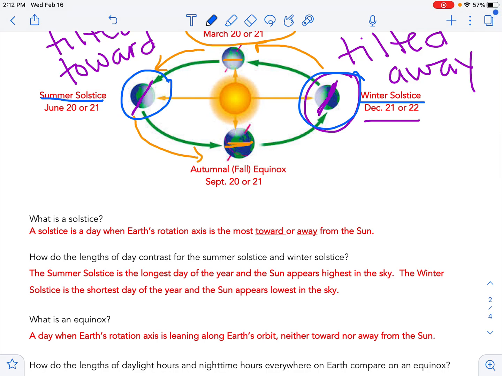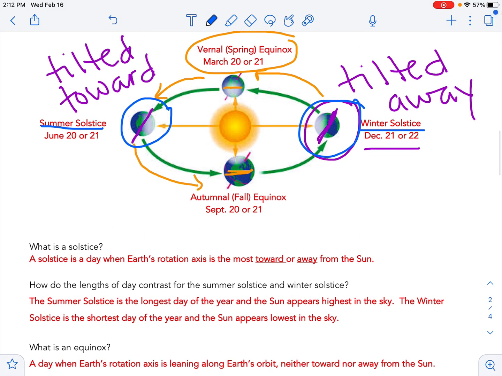How do the lengths of day contrast for the summer solstice and the winter solstice? During a summer solstice, that is going to be the longest day of the year, and the sun appears highest in the sky. So we're going to have maybe about 16 hours or so of daylight, a really nice long summer day. It's going to stay light until maybe 9:30 or so. But on the winter solstice, we've only got about 8 or 9 hours of daylight.